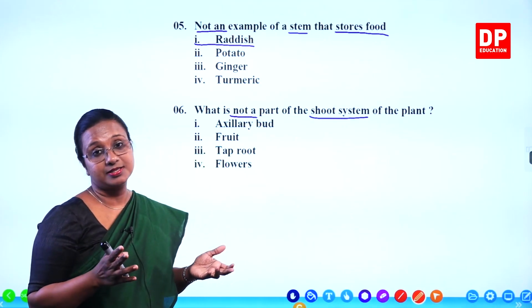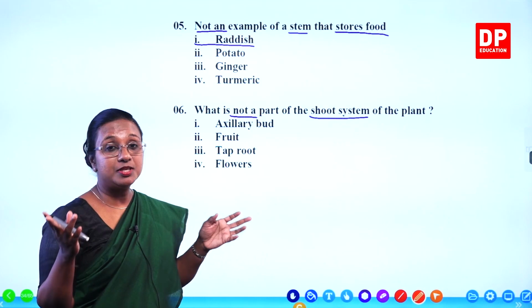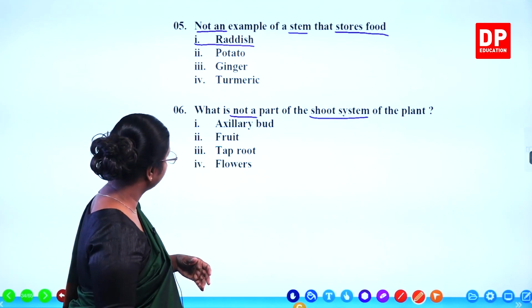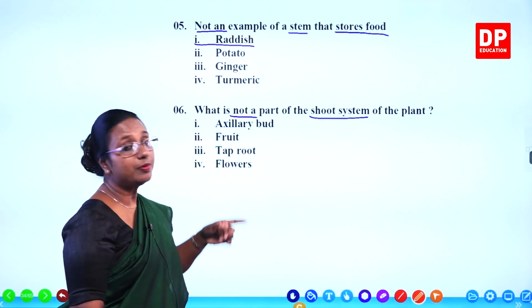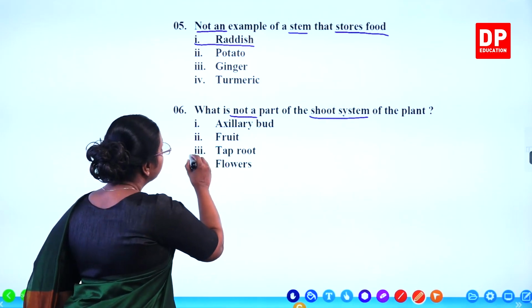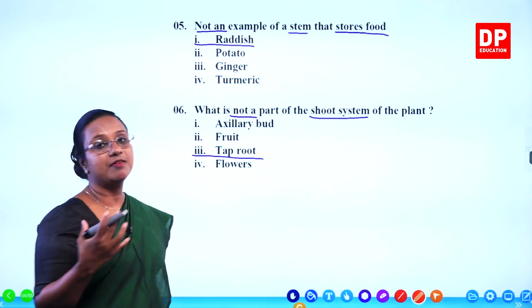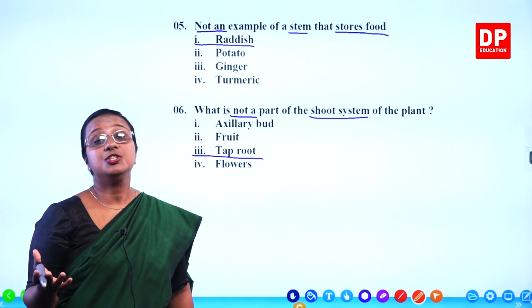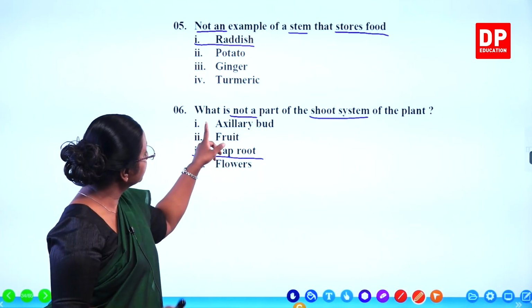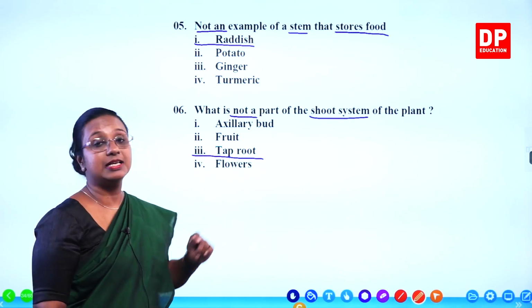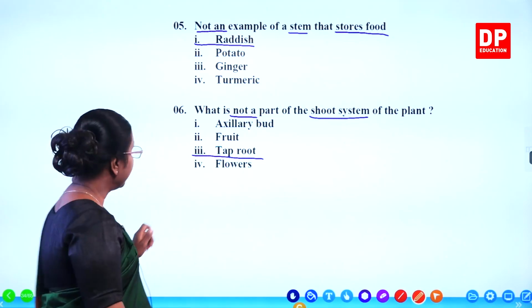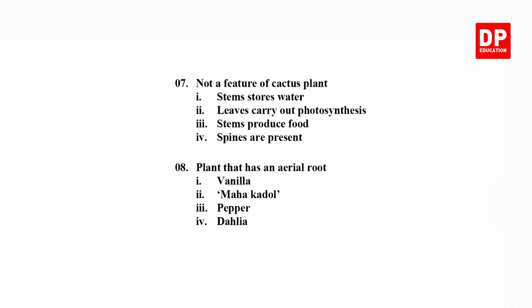Axillary bud, yes. From that only the leaves, the branches, flowers, all those grow. Fruit, yes, it is a part of the shoot system. Taproot, obviously it's the root system. Then flowers. Flowers are also part of the shoot system. So out of these, what is not a part of the shoot system of the plant? It is the taproot. Then I will move on to the next one.